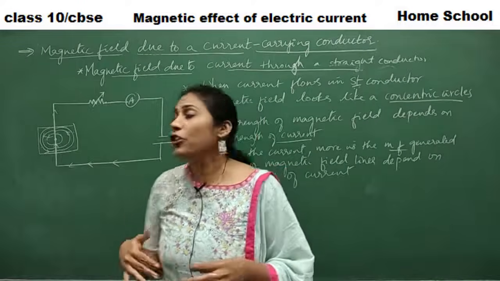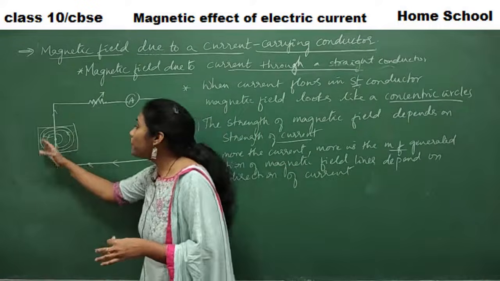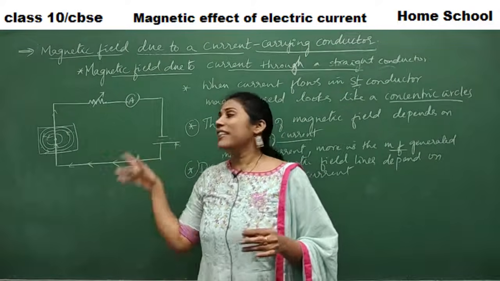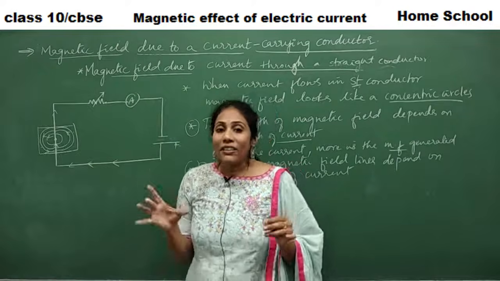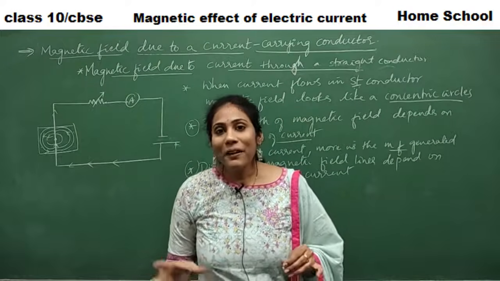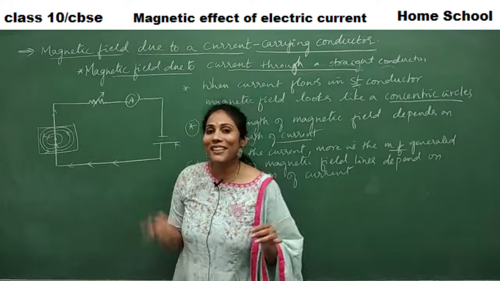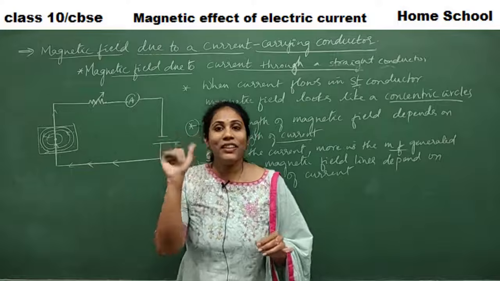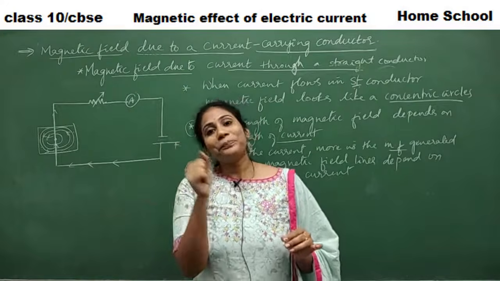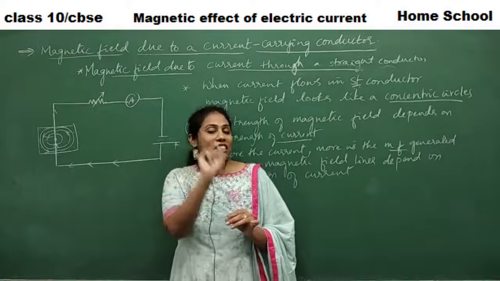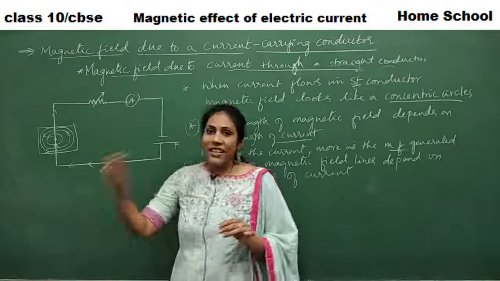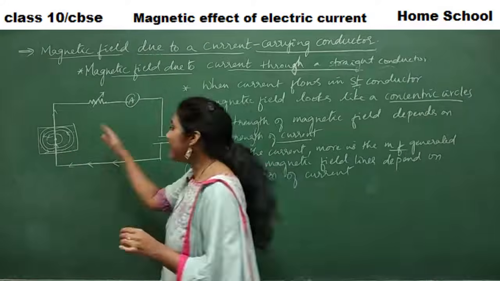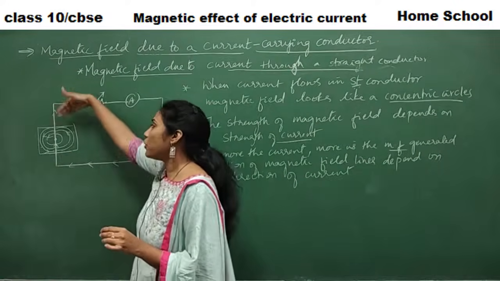How do we come to know the direction of the field lines are in anti-clockwise direction? To find out the direction of field lines, we have a very, very important rule here. That particular rule completely depends on your right hand. The right hand is the one which explains the direction of magnetic field when current is moving from bottom to top or top to bottom.